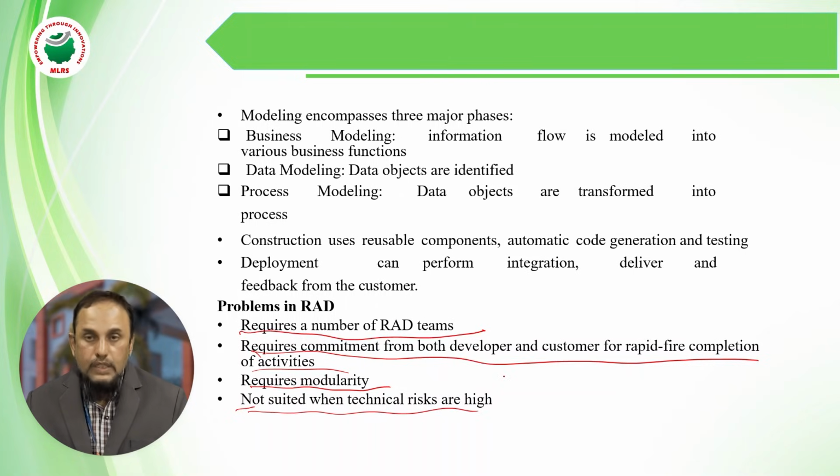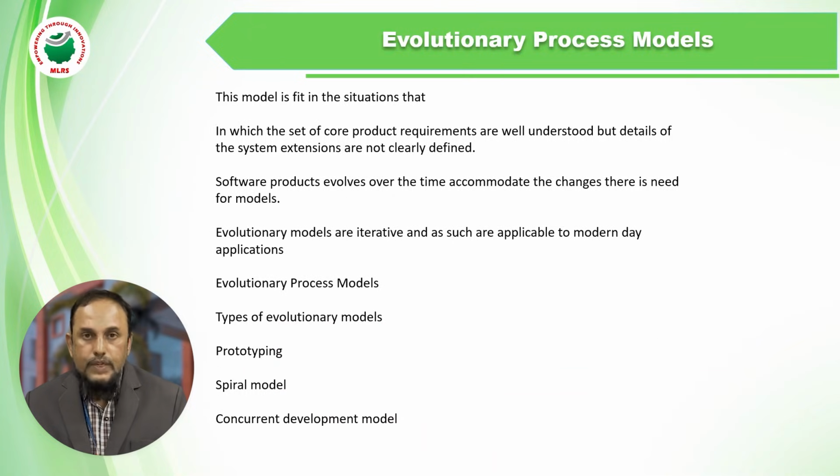They're not suited when technical risks are very high. When the technical risks are very high, this model is not suitable, and then we have to go for the agile model. In our next discussion we will discuss the agile model. Now I will briefly discuss what the evolutionary process model is. First I will discuss only the prototype model, and with this I will complete this topic.